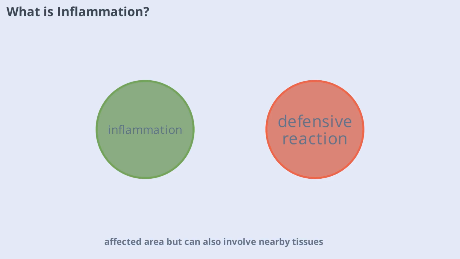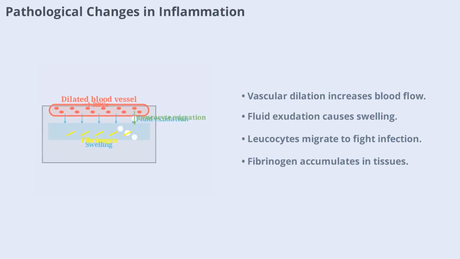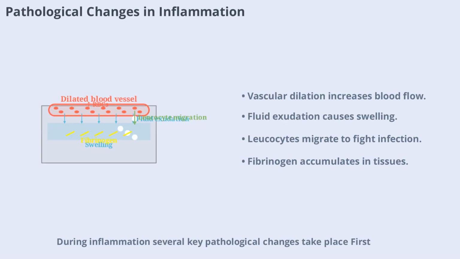These changes are not just limited to the affected area, but can also involve nearby tissues. Recognizing inflammation is important because it often signals underlying issues that require attention. Next, we'll look at the specific pathological changes that occur during inflammation. During inflammation, several key pathological changes take place.